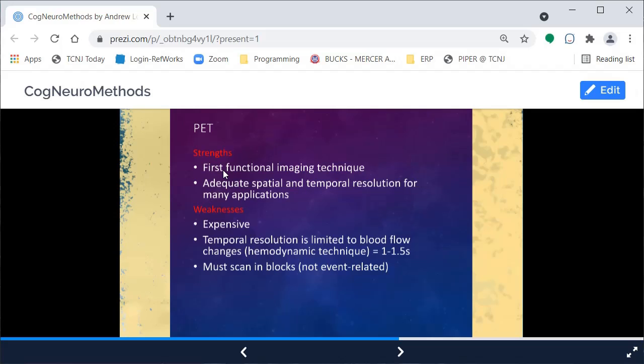So that means that you have to present, like if you were doing recognition, you'd present all old items in one block, one scan, all new items in a different block. And as you might imagine, people can pick up on those sequences and it changes how they do the task. So not very good for those kinds of applications. But if your cognition is uninfluenced by the sequence of trials, then it's perfectly fine.